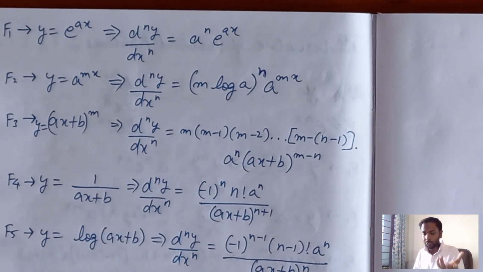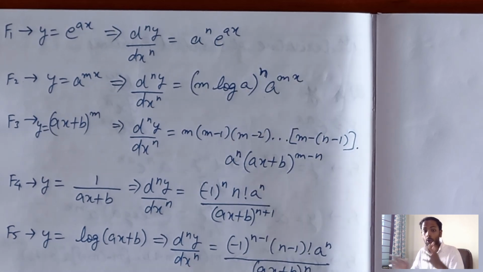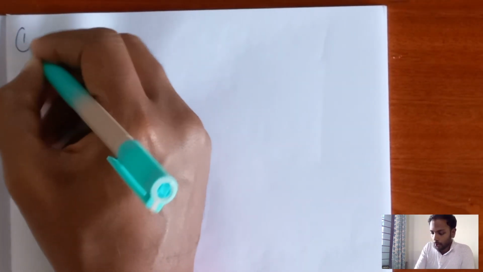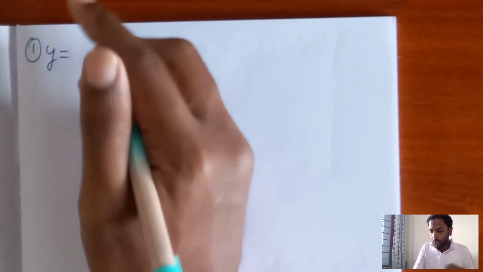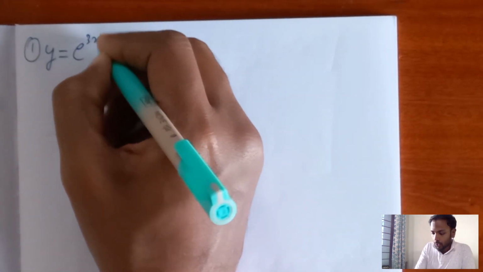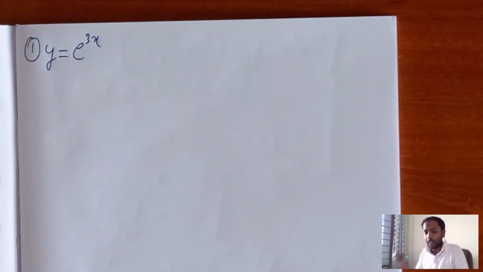Let's pick up a few questions. Let's solve it and let's see how it goes. So let's take up the first question. The first question would be, y is equal to e power 3x. Now the question is to find the nth derivative of e power 3x.